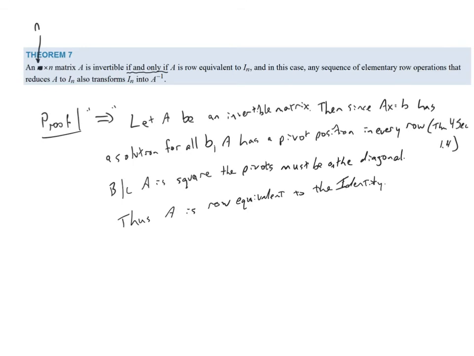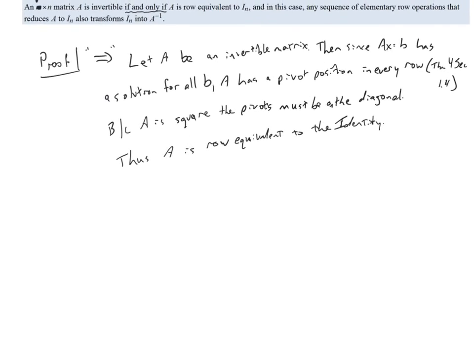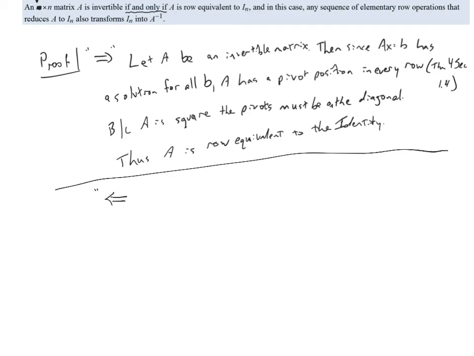Okay, and that is a proof of the forward direction of this theorem. All right, now we move into the backward direction of the theorem. So let me just draw a line separating it. Now we're going in the backwards direction, and we're going to say suppose, so we assume the end of the proof, what comes after the if and only if. Suppose A is row equivalent to an n by n identity matrix.